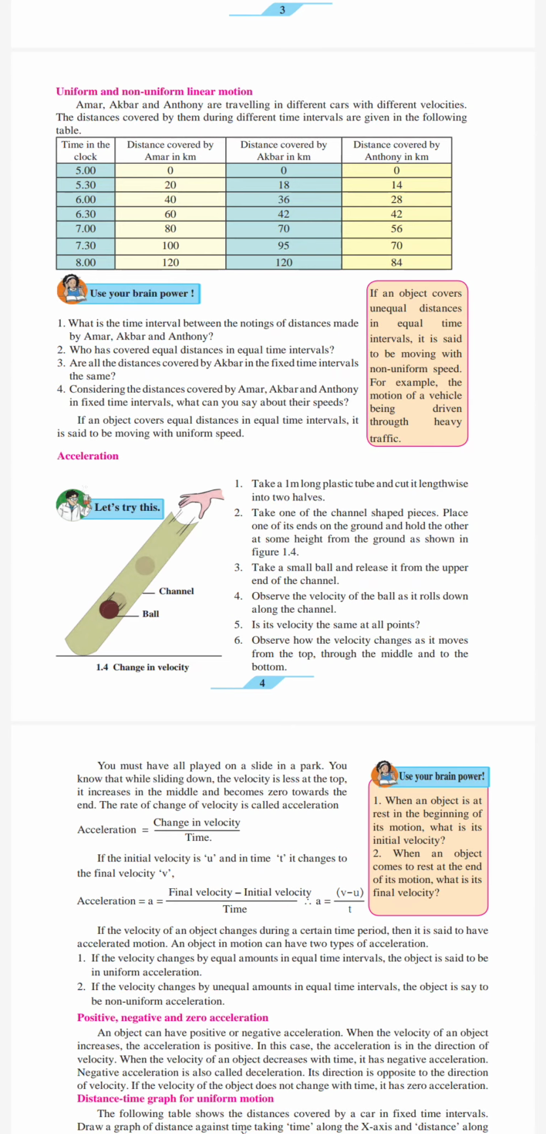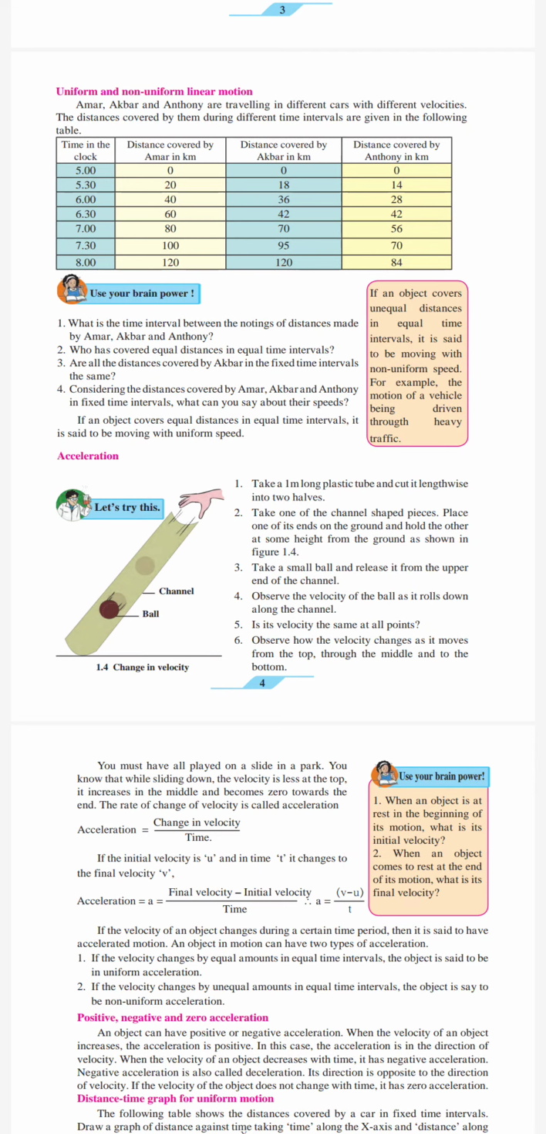Amar and Anthony are in uniform linear motion, but in the case of Akbar it is non-uniform linear motion. In the case of Anthony it is uniform linear motion, but in the case of Akbar we can't say uniform linear motion; we call that non-uniform motion. So these are the examples of uniform and non-uniform linear motion. It means at equal intervals of time the distance covered should be the same.